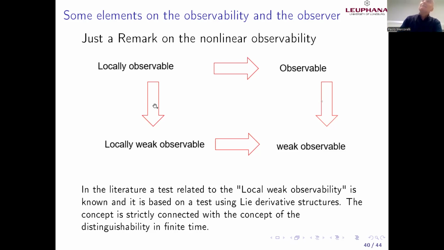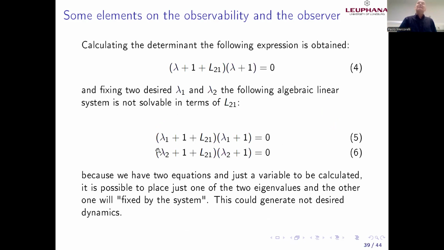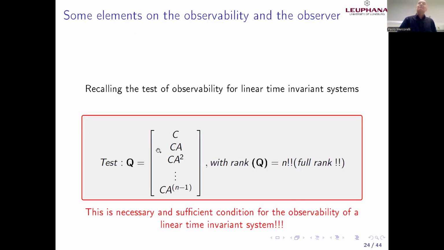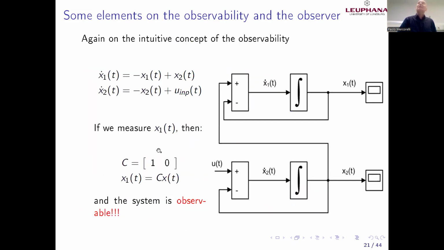We can see the word weak is related to the input. I mean, in weak observable system means that the system needs inputs to be observed. Do you remember? This is also an important difference with the linear system, just to understand why we are using this different definition.